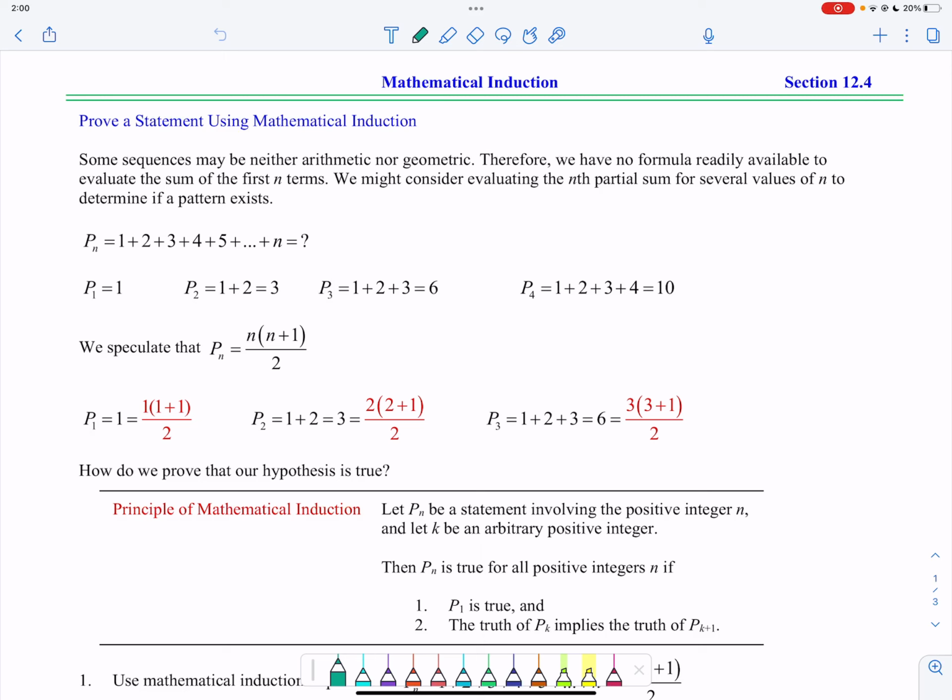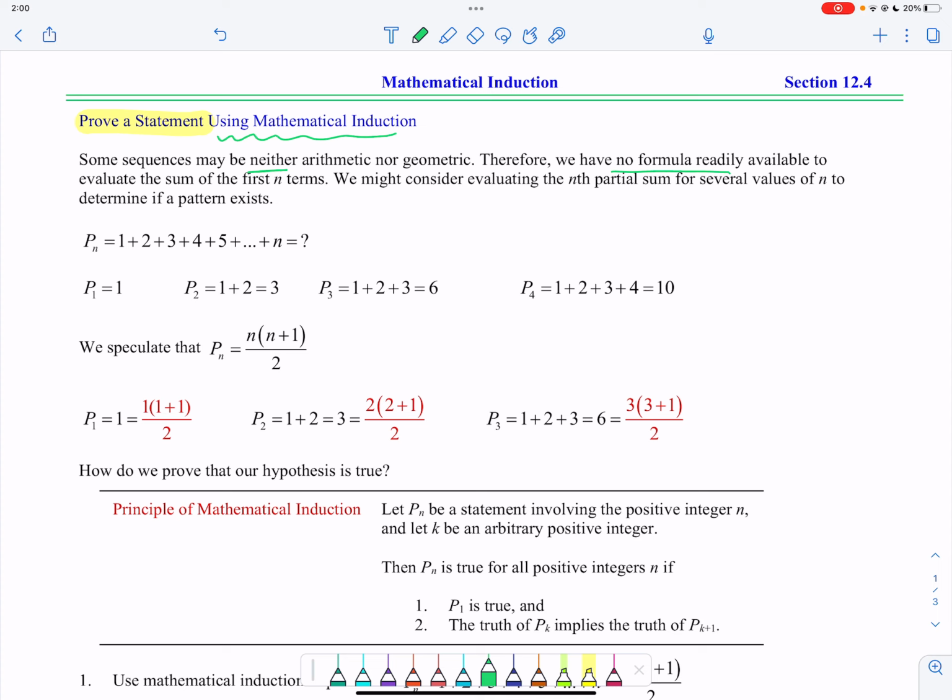This is section 12.4, mathematical induction. We'll begin with learning how to prove a statement using mathematical induction. So what does that mean, to use mathematical induction? Well, some sequences may be neither arithmetic nor geometric. So we have no formula readily available to evaluate the sum of the first n terms.